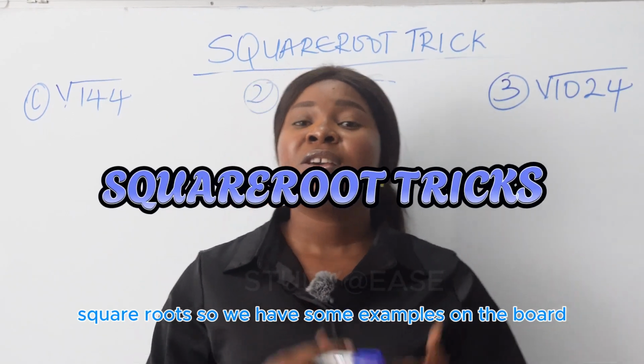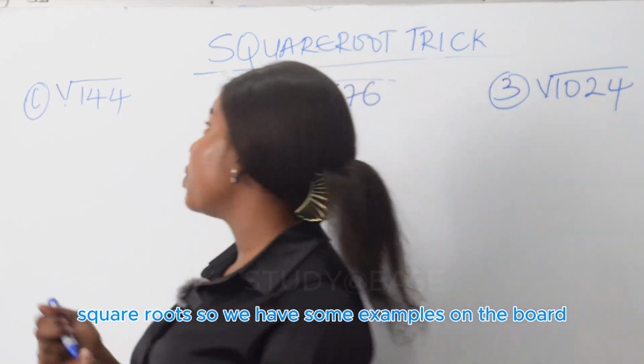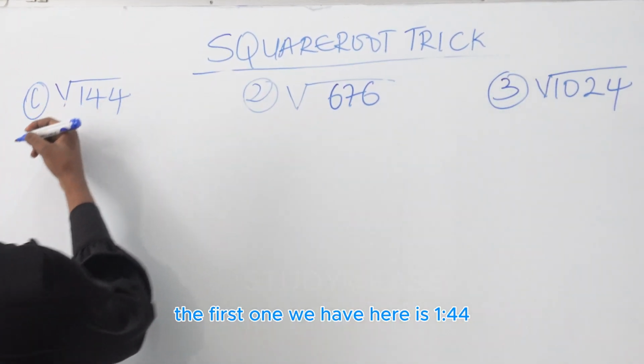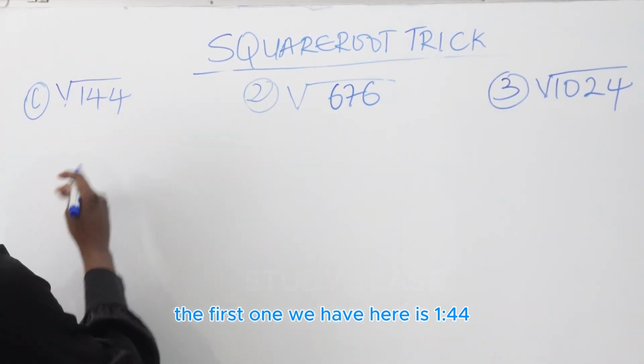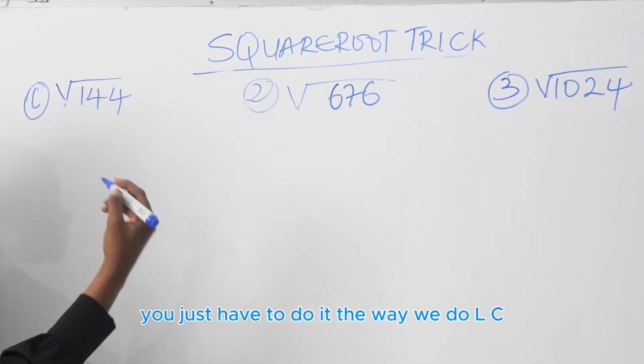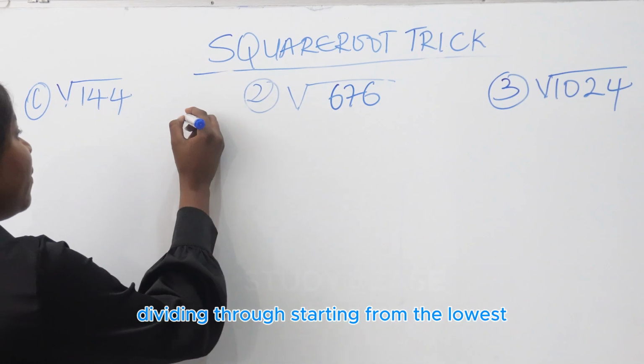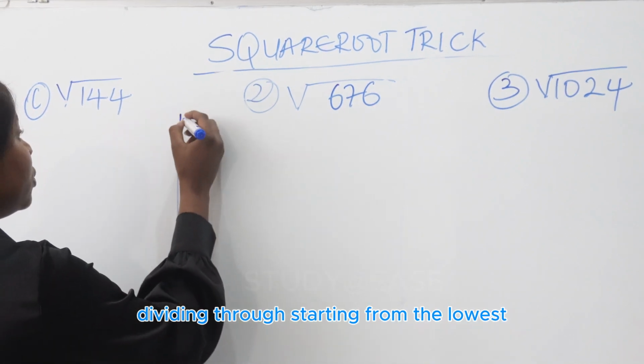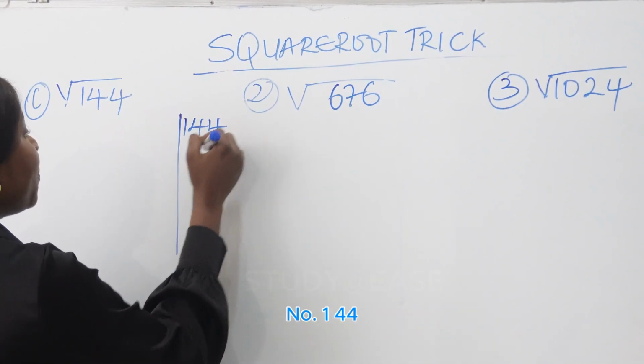Square root tricks. So we have some examples on the board. The first one we have here is 144. To get the root of this, you just have to do it the way we do LCM, lowest common multiple, dividing through, starting from the lowest number, 144.